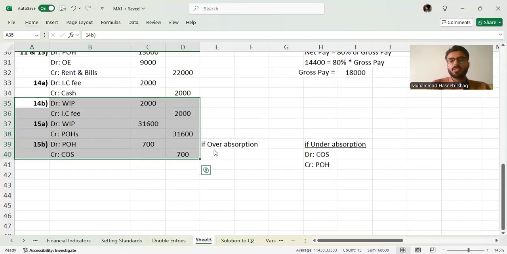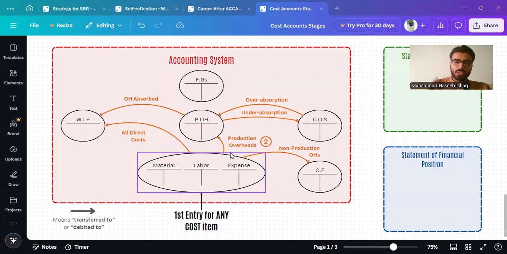The one thing you need to remember is that the direction of the arrow tells which account is being debited. So the direction of the arrow is the debit direction. For example, over absorption is being debited to the production overhead account, and the account from where the arrow is coming would be credited. So this was a very important stage.